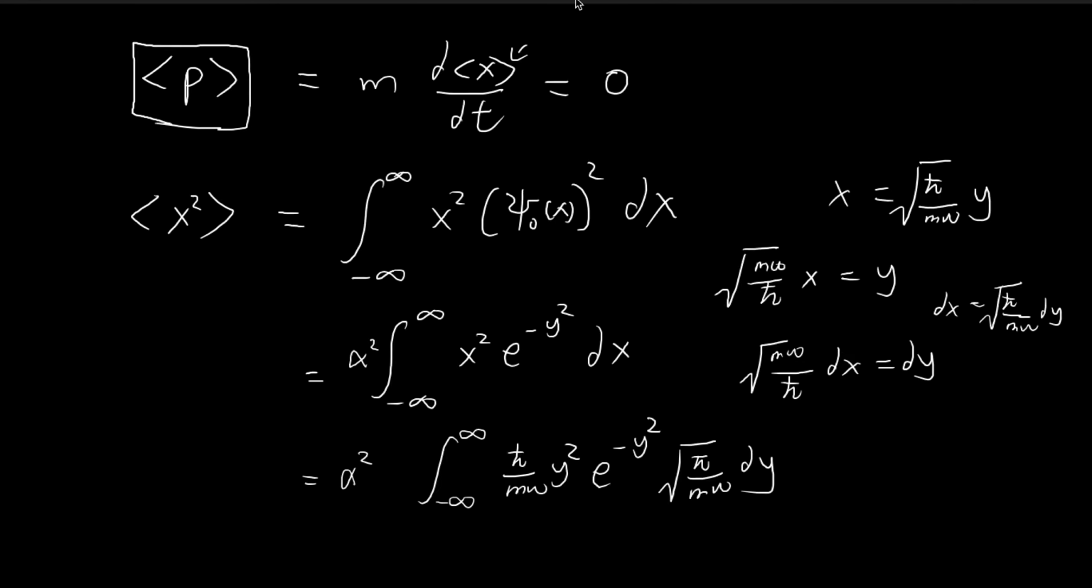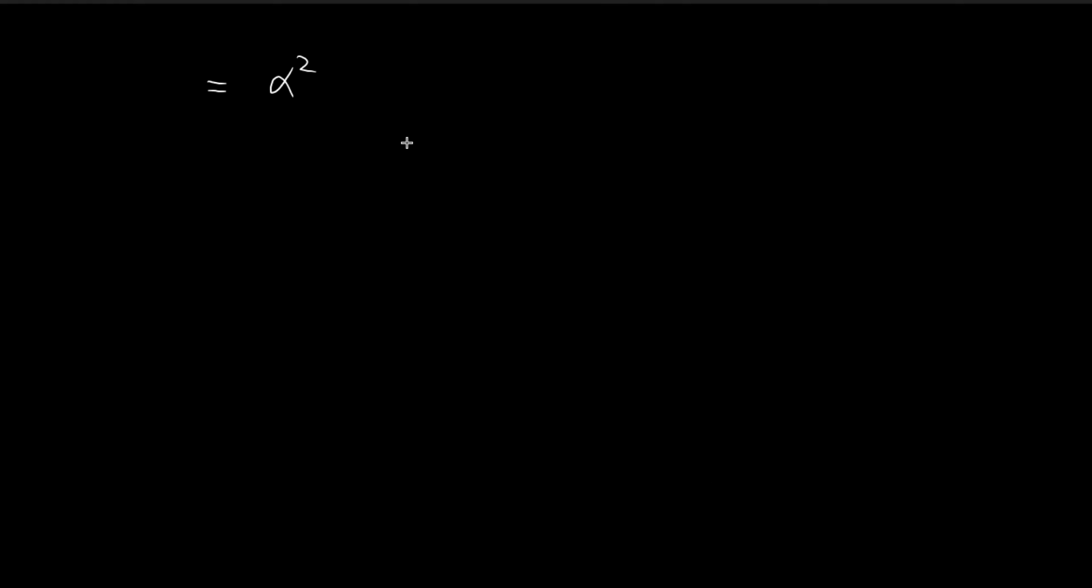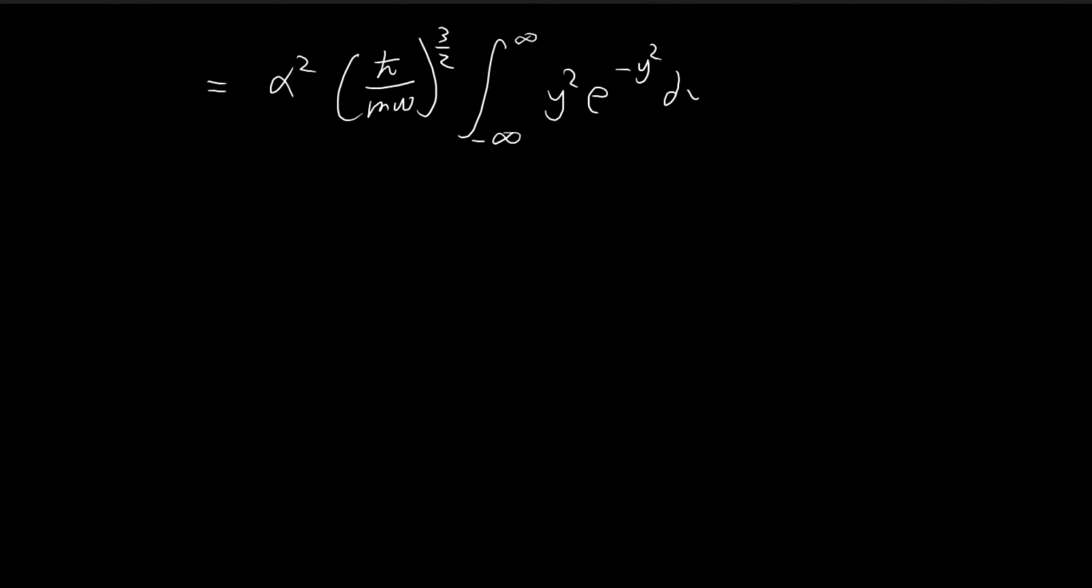So moving on. So I'm going to pull out the constants first. So we have these two pretty much identical terms except for the square root. So we can group them up together. 3 over 2. And then we have this integral from negative infinity to infinity, y squared e to the power of negative y squared dy.